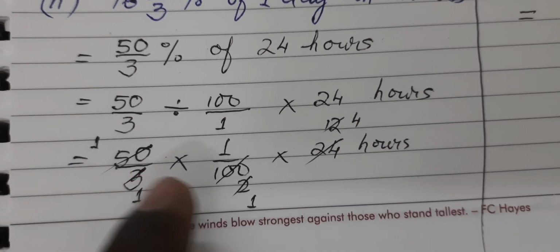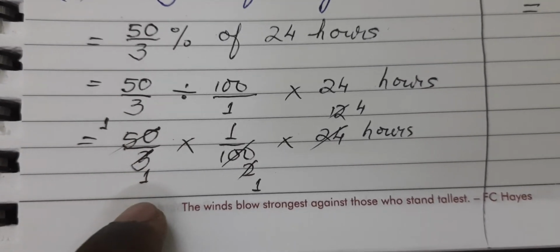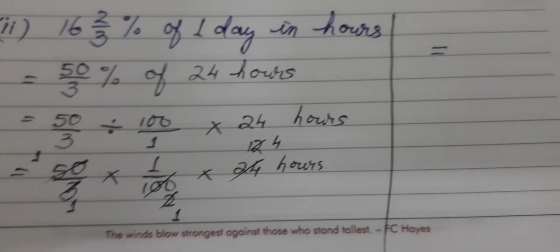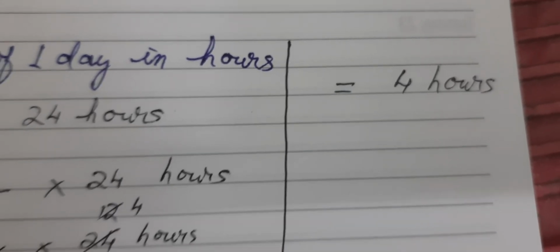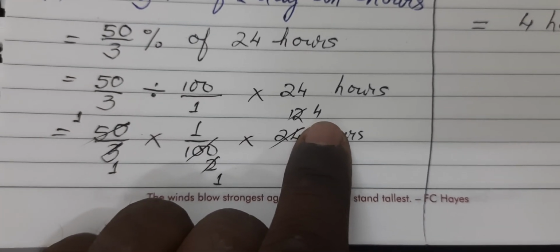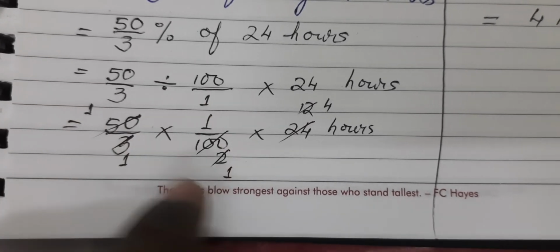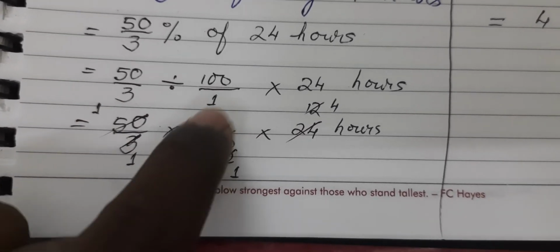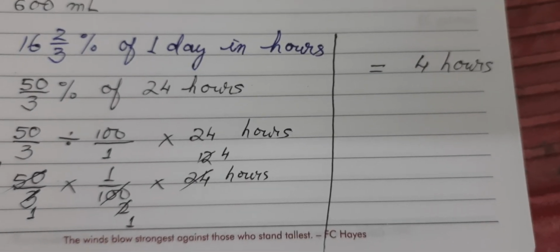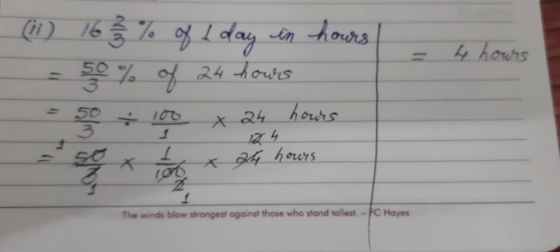So the only number apart from 1, there are so many 1s here in the numerator and denominator as well. The only other number is 4. So our answer is going to be 4 hours. Because in the cancellation process only 4 is left, that also in the numerator, and 1 is there in the numerator as well as denominator. So 1 divided by 1 is 1, 1 divided by 1 is 1 into 4. So answer is 4 hours. So 16 2/3% of 1 day in hours is 4 hours.